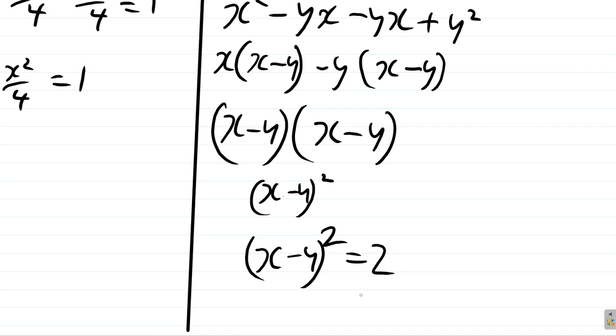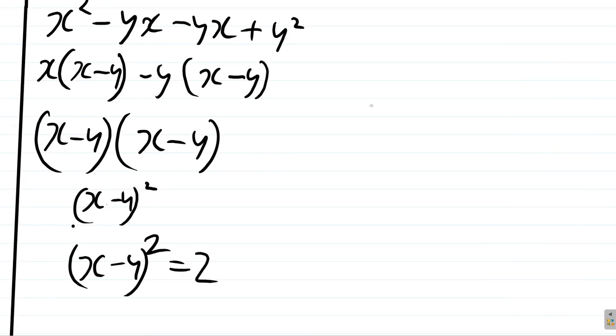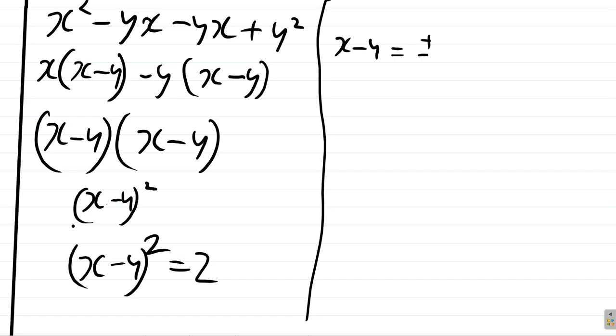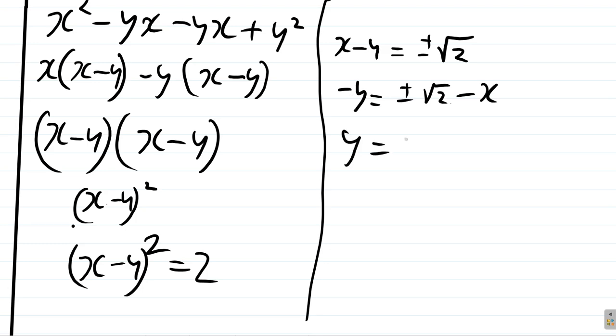Now what do we do? What we can do here is, we run out of scrolling space again, so let's do this. Square root both sides. So we have x minus y is equal to positive and negative square root of 2. So negative y is equal to positive and negative square root of 2 minus x. If we multiply both sides by negative 1, then y is equal to negative and positive, negative and positive would switch, square root of 2 plus x. Right?